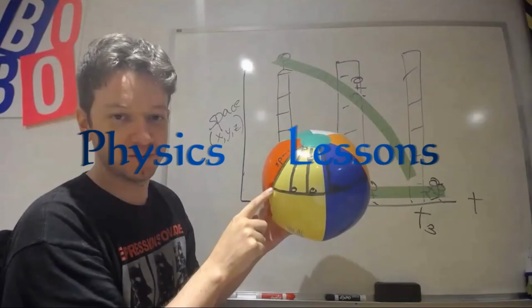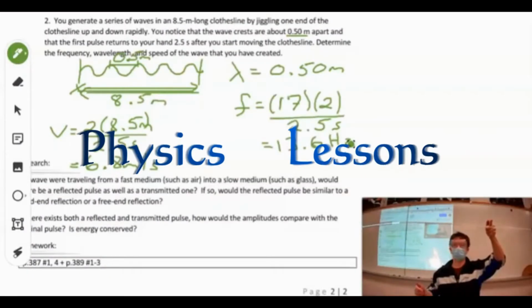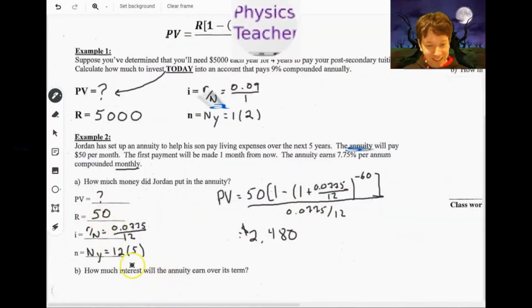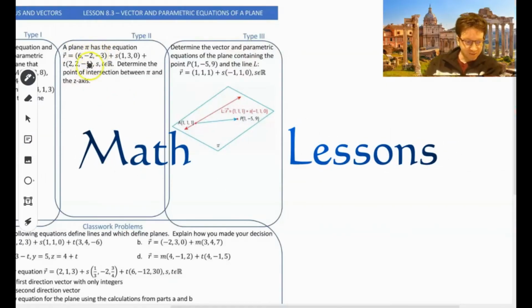9.5 meters below space and time. This crash did it. So how much interest? Well, I'm going to take this vector equation.